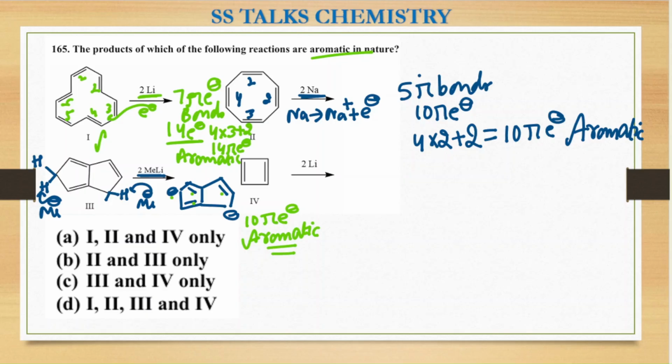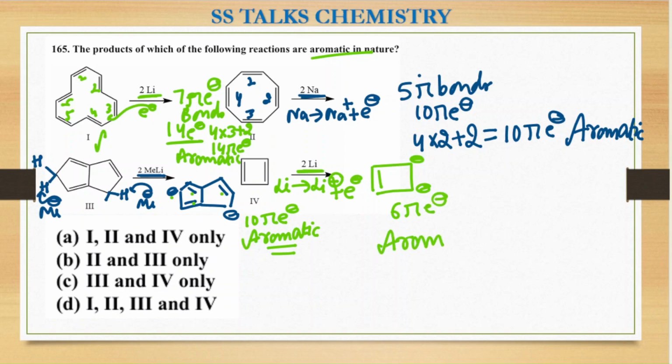Right? In the fourth reaction, again the lithium metal is given, so lithium is going to give Li positive, and along with that electron density will be provided. So this type of dianionic species will be formed over here. You can see again you have 6 pi electrons, so that is an aromatic species. So in all four of the given reactions, you are getting only the aromatic species.